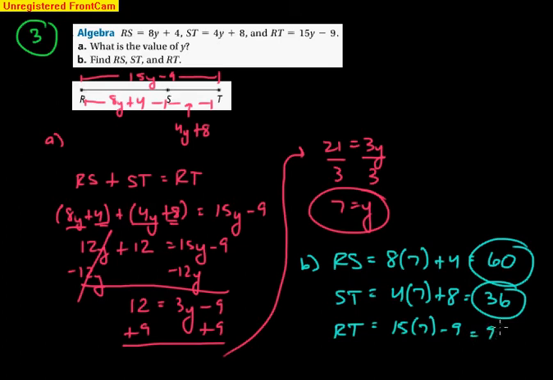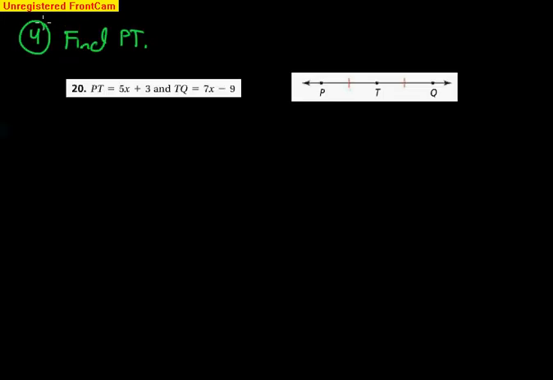And it's amazing, the magic of math, because these two smaller segments, RS and ST, 60 and 36, should add up to 96, the bigger one. And they do. So it's perfect. Okay? Segment addition postulate.